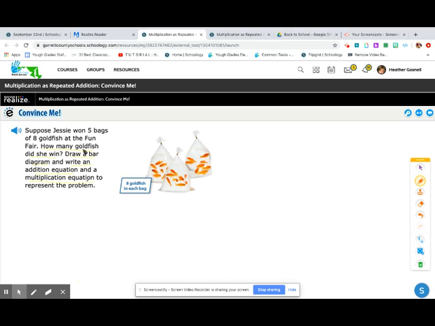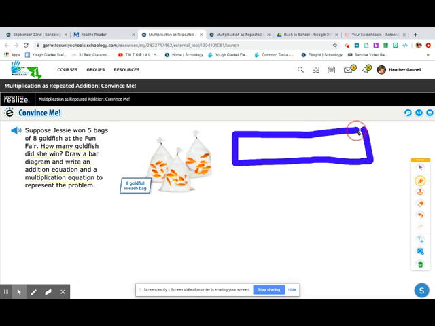So before we can find out how many goldfish she won, let's draw that bar diagram they asked. Now remember, this replaces drawing those groups out. We're just going to go ahead and draw the bar diagram instead. So to draw a bar diagram, all you have to do is draw a rectangle, and then you need to section out your groups. Now the problem said I had 5 bags. That means I had 5 groups of 8. So I need to make and model 5 groups of 8.